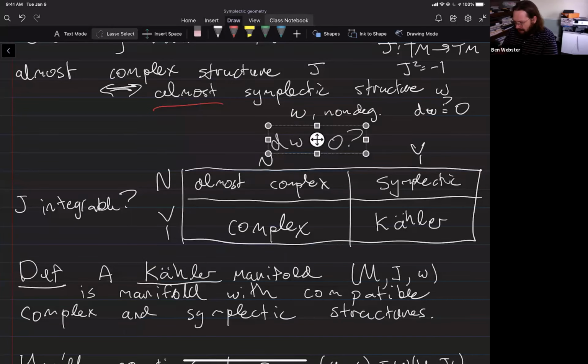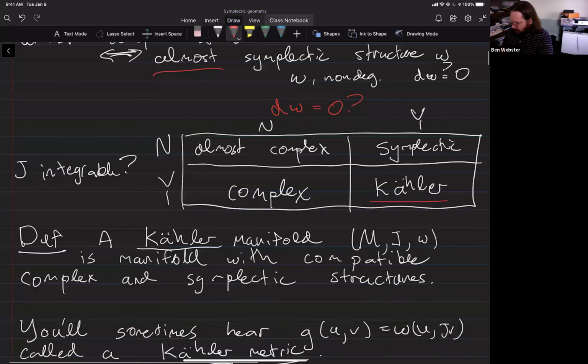All right, so if the answer to both is no, it's just an almost complex manifold. You could also say almost symplectic, but people tend to say almost complex instead. If you say yes to the integrability, it's a complex manifold. If you say yes to d omega equals 0, it's a symplectic manifold. And if both those things are true, if the complex structure is integrable and the compatible symplectic form is also honestly a symplectic form, it's closed, then we call this Kähler. That's interesting.